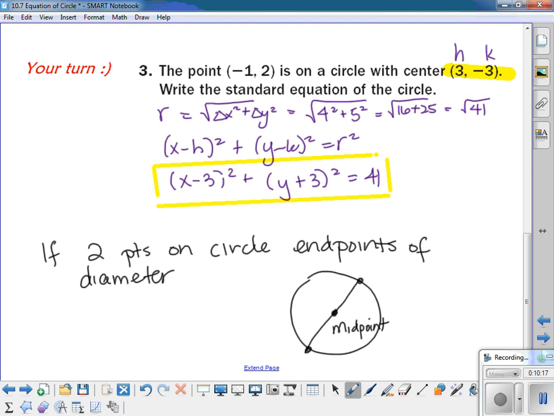And then you could either find the length of the whole thing and cut it in half, or once you found the midpoint, you could find the distance from the midpoint to one of the points on the circle to figure out the radius, okay? So you might see a problem like that too, all right?